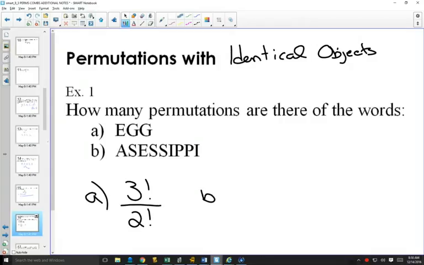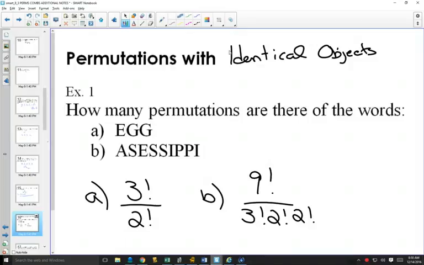In Mississippi, there are 1, 2, 3, 4, 5, 6, 7, 8, 9 letters. So normally this would be 9 factorial. What do we have to divide by? 3 factorial for the S's. 2 factorial for the I's. And 2 factorial for the P's. If you wanted to divide by 1 factorials for the A's and E's, you could, but that makes no difference, so we usually don't write it.